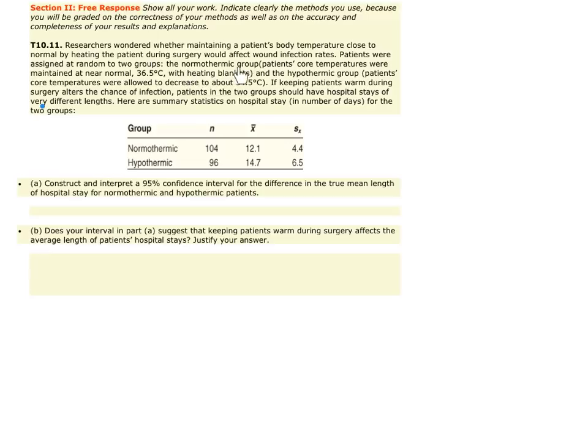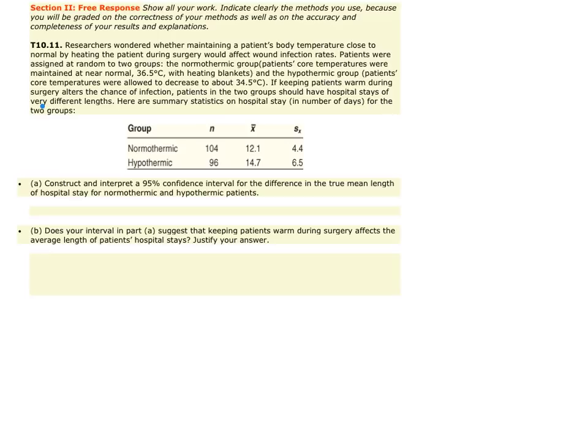The normothermic group, where patients' core temperatures were maintained at a near normal 36.5 degrees Celsius with heating blankets, and the hypothermic group, where patients' core body temperatures were allowed to decrease to about 34.5 degrees Celsius. If keeping patients warm during surgery alters the chance of infection, patients in the two groups should have hospital stays of very different lengths. Here's a summary of the statistics on the hospital stays.